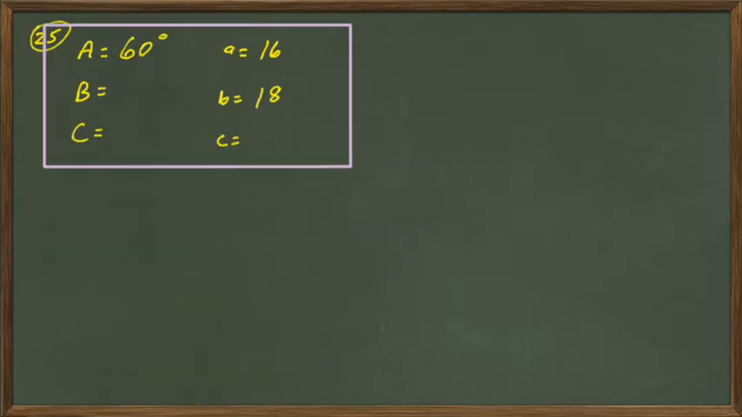Again, I know both A's, so again I'll do A over sine A. Do I want to use B or do I want to use C? B, because I know something about the B's. So we'll fill these in and see what we can do. Side A is 16, angle A is 60 degrees. Side B is 18, and I need to find angle B.